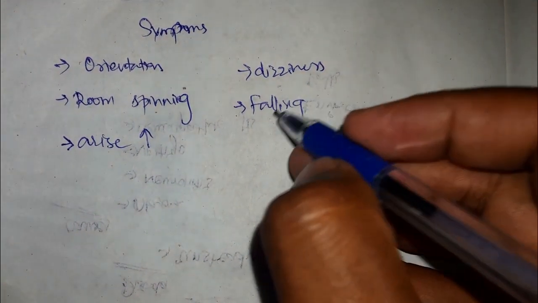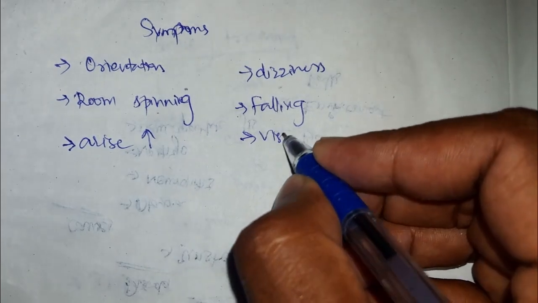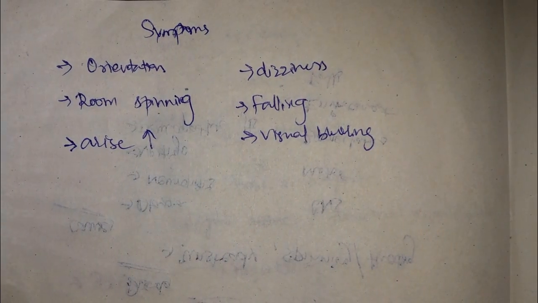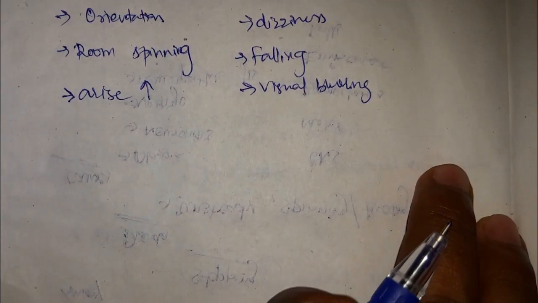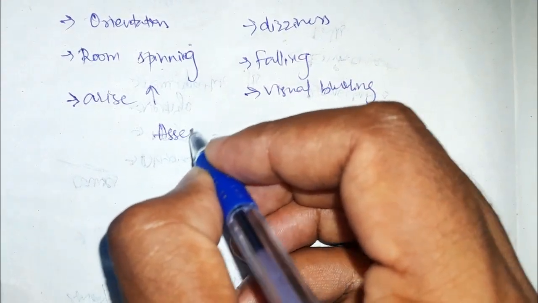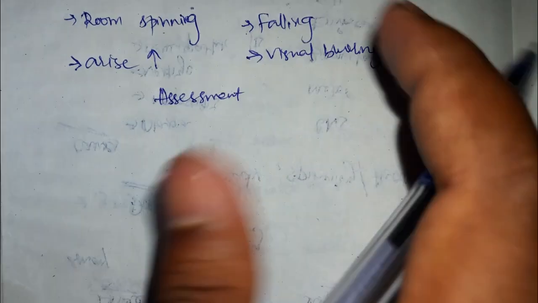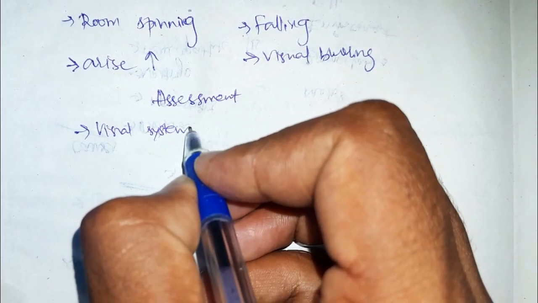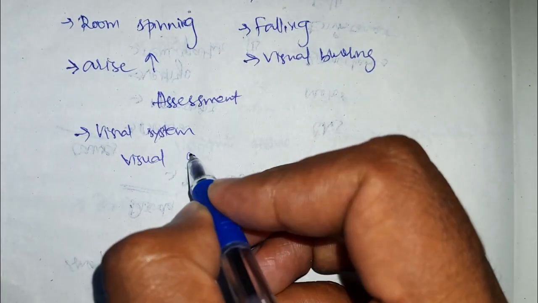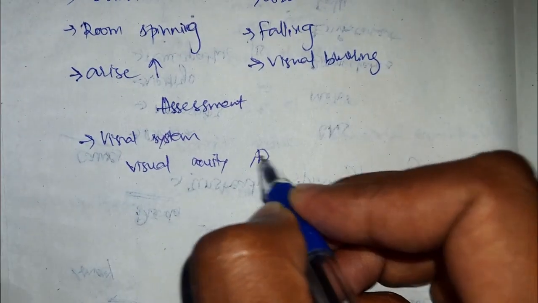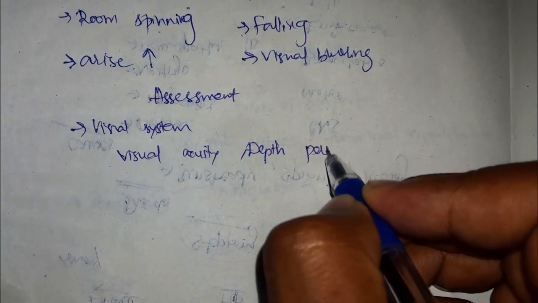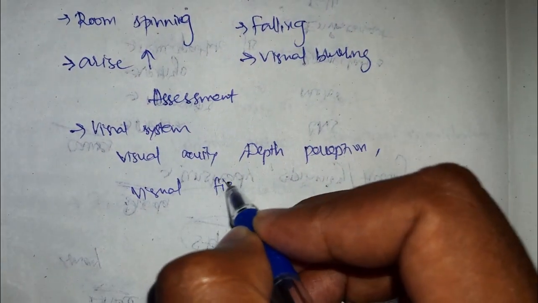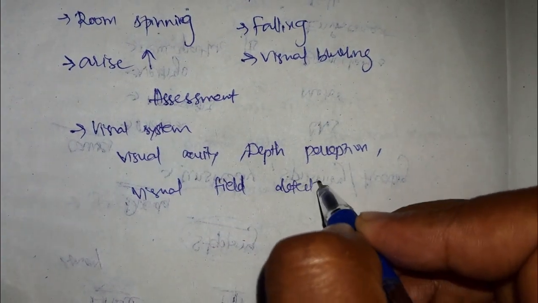Okay, then visual blurring, disorientation are also there. So this is what the symptoms are. Then we have to assess some areas. The assessment is taken in the visual system. That is, we have to check for the visual acuity and depth perception and visual field defects. We have to assess these areas.